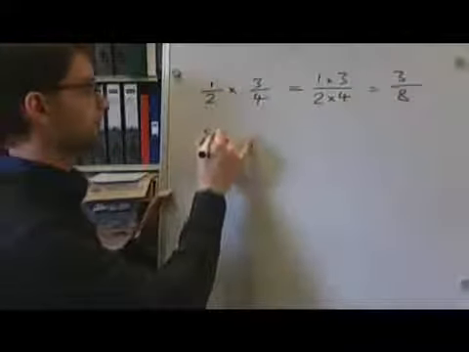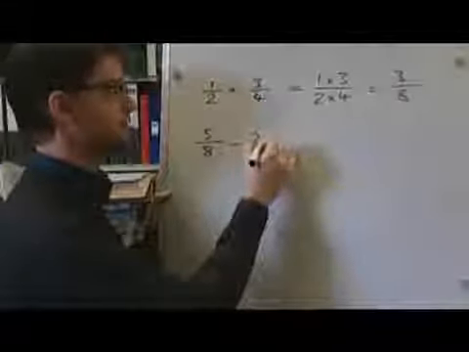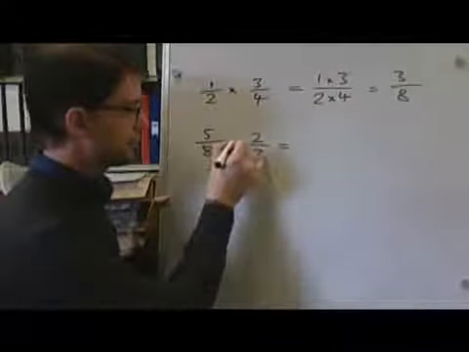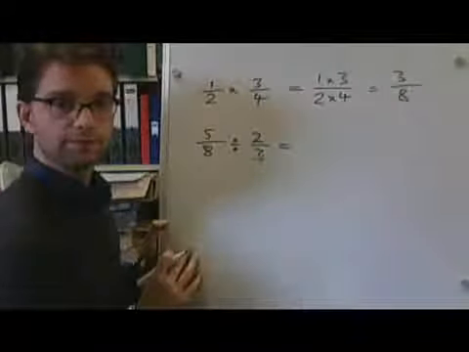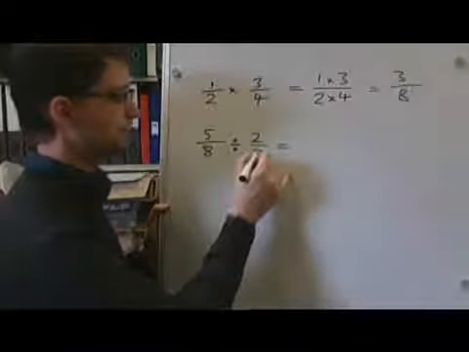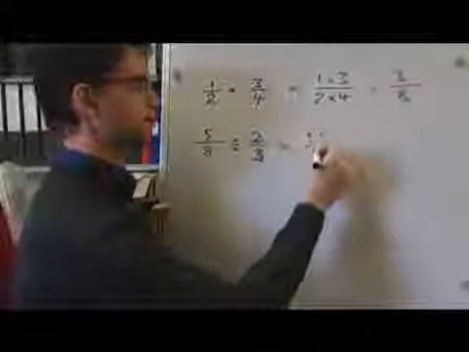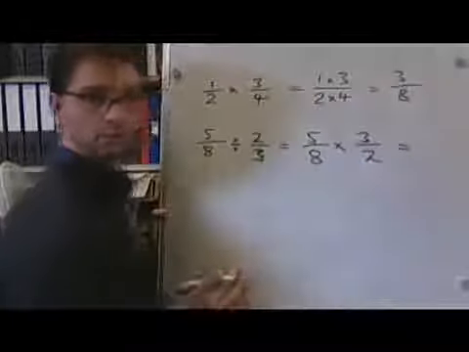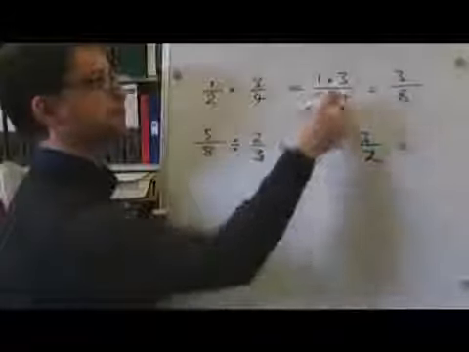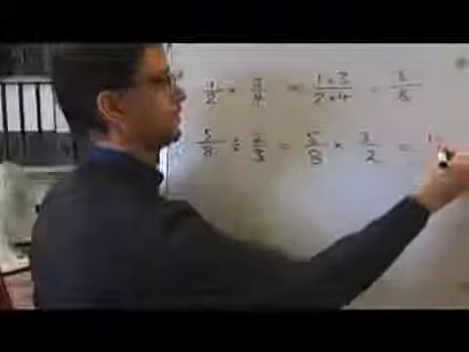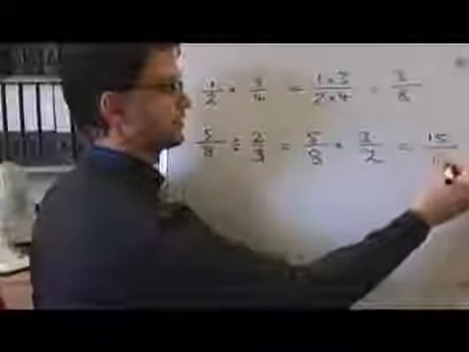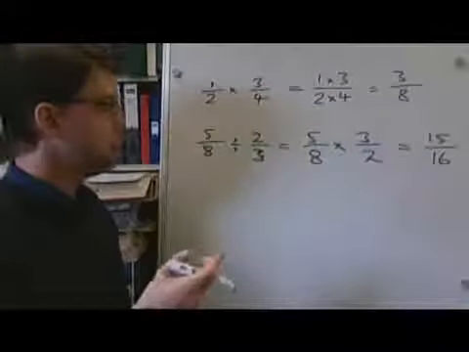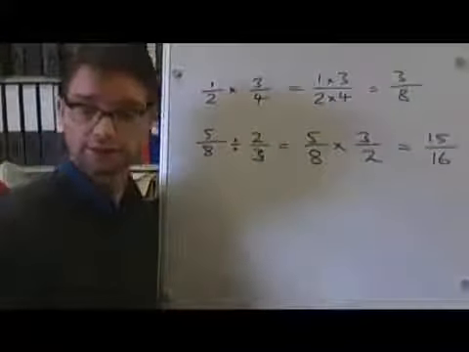And if we've got to do 5/8 divided by 2/3, the first thing we do is turn the second fraction upside down. So we'll do 5/8 times 3/2. And then we'll handle that exactly the same way we handled this. So I've got 15 on the top and 2/8 is 16 on the bottom. Okay. So that's how we multiply and divide numeric fractions.